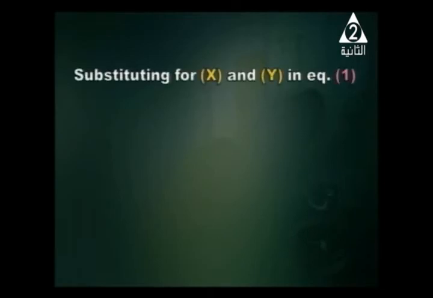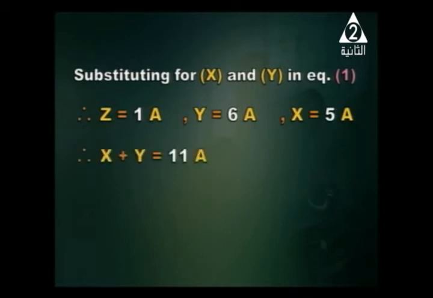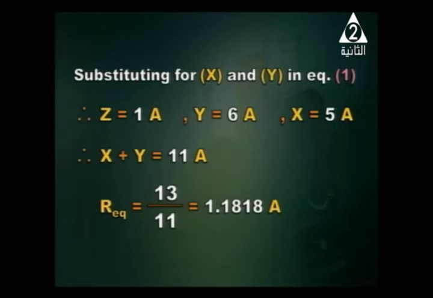Okay, substituting for X and Y in equation 1, Z is equal to 1 ampere, Y equals 6 amperes, and X equals 5 amperes. So X plus Y is equal to 11 amperes. R equivalent, of course, equals 13 over 11. Okay, it is VB over total current. So it is 1.1818 ohm.